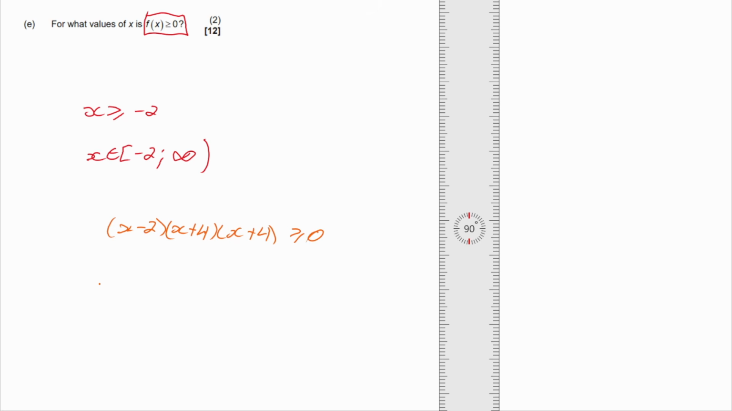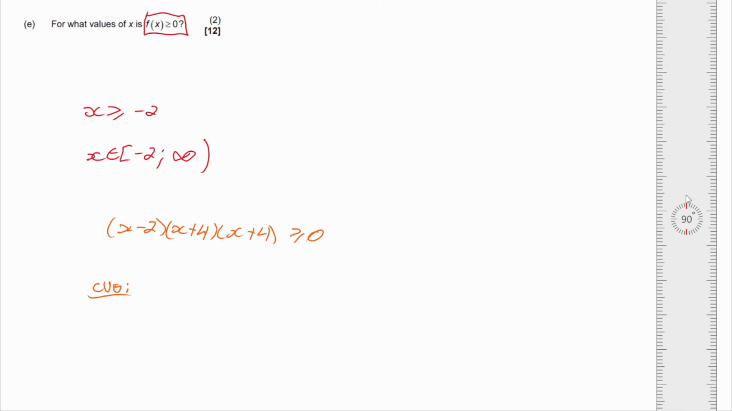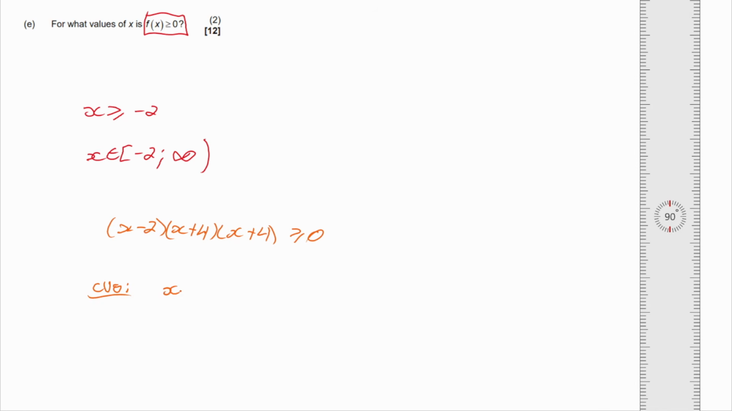It's just like when you have a quadratic inequality: you look at your critical values, x is 2 or x is equal to -4, then you plot your number line. Sorry, this should be -2. I messed up here and wrote it wrong. It should be x plus 2, x minus 4, x minus 4. So here's -2, here's 4.